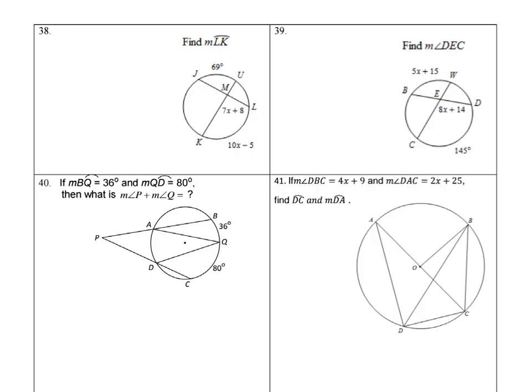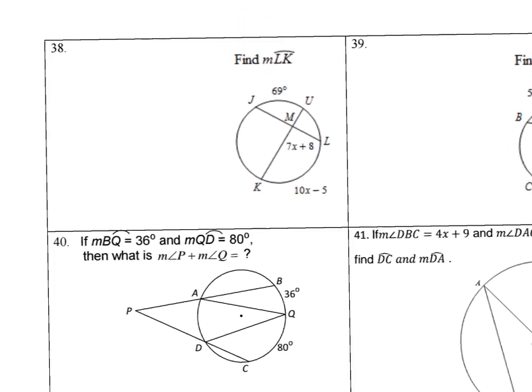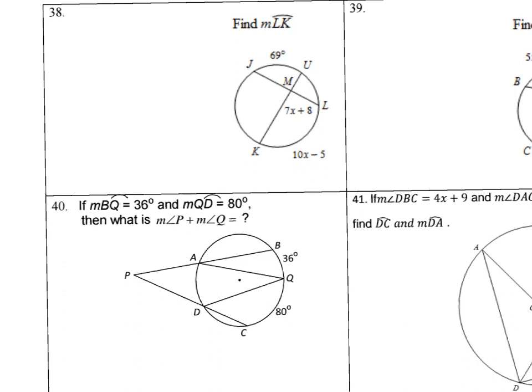Okay, on this next page, 38 is test-like as well. I don't think I need to talk about that one. It's an interior angle. Our answers were very strong on problems like this on previous homework. But just understand that the 7x plus 8, that's your interior angle, is going to be equal to the 69 plus the 10x minus 5 divided by 2. So it's the average of the arcs. That's why I didn't really want to stress that. But if you need that, just shoot me a message.